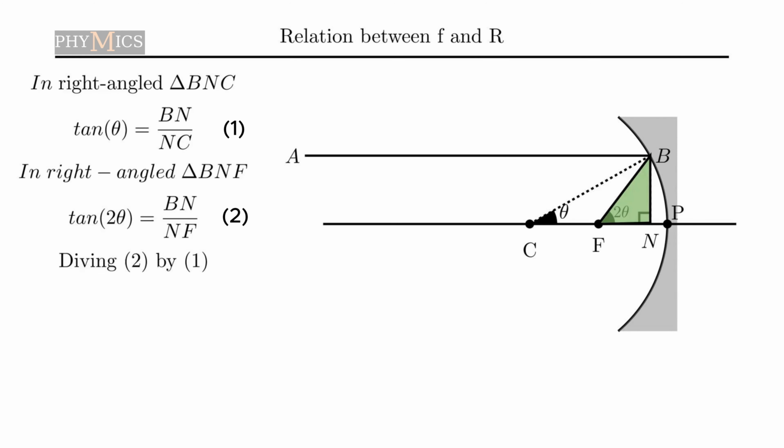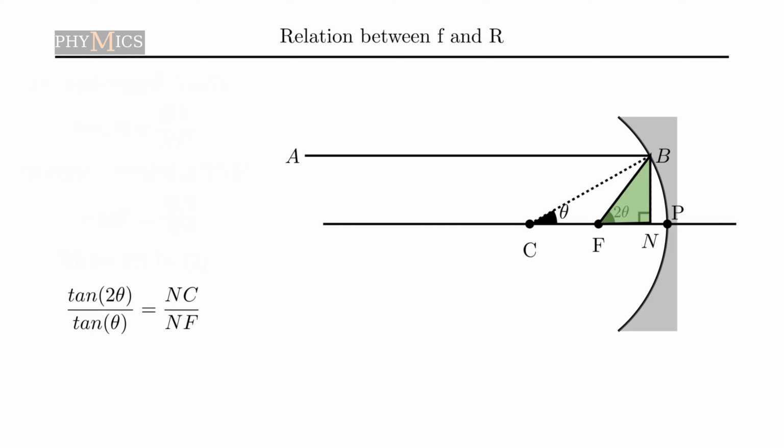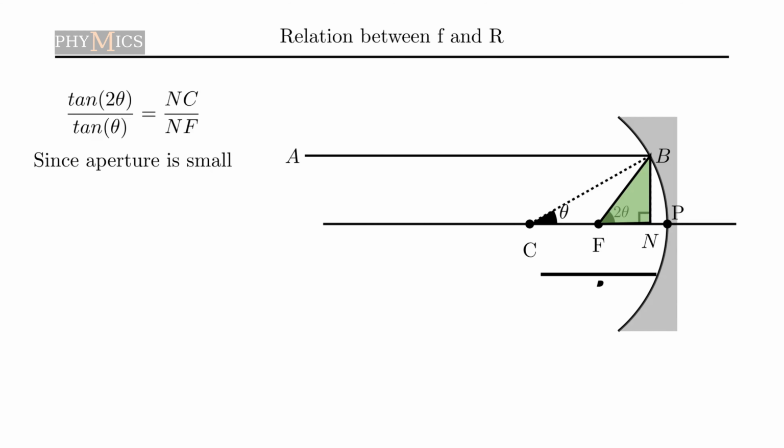Now on dividing equation 2 by equation 1, we get tangent of 2 theta divided by tangent of theta equals ratio of segment BN to NF divided by ratio of segment BN to NC, which can be simplified as BN upon NF multiplied by NC upon BN. On simplifying BN with BN, we are left with tangent of 2 theta divided by tangent of theta equals segment NC upon segment NF. Since aperture is small, approximation of segment NC is considered as segment PC, which is equal to R, and segment NF is considered as segment PF, which is equal to F.